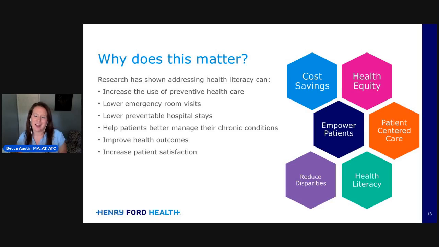So why does this matter? None of the information on this slide is going to be new or surprising to any of you. It's really just the justification for why we continue to work on our organizational health literacy efforts. Specific to forms, we also know that oftentimes our forms are serving as the education for our patients. Whether that's right or wrong is probably a whole separate webinar, but it's important to know that as it serves as education, our patients need to know why they're signing it and what they're signing. By doing that, we can address health literacy, increase the use of preventative health care, help patients better manage their chronic conditions, improve health outcomes, etc.